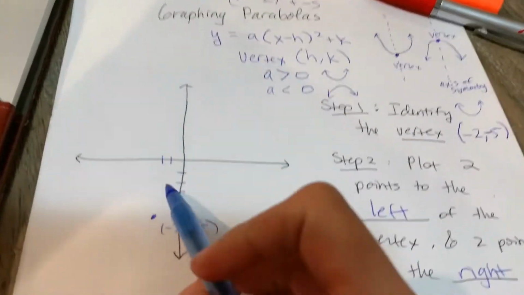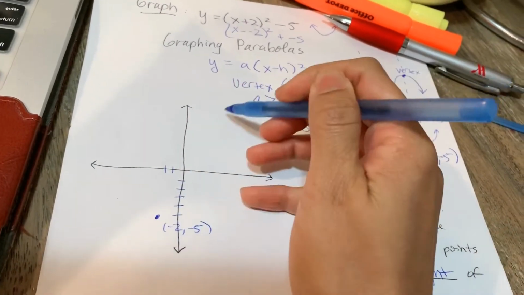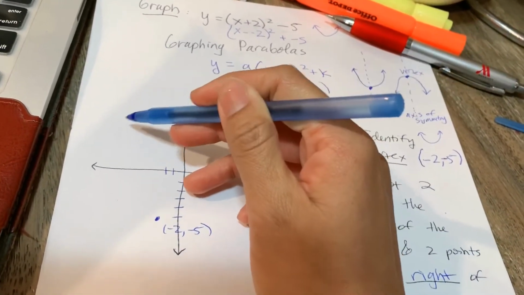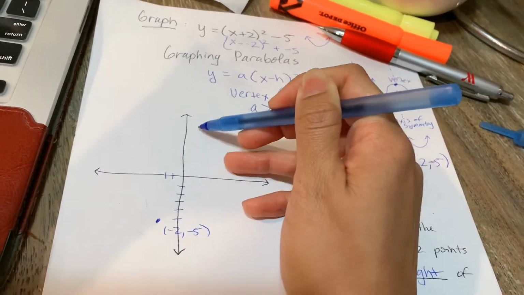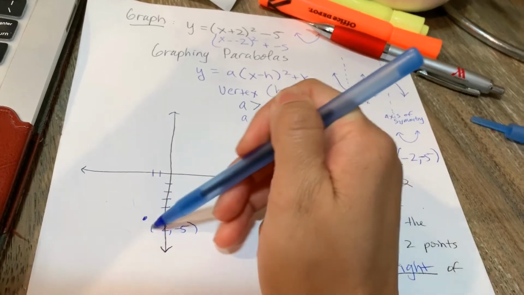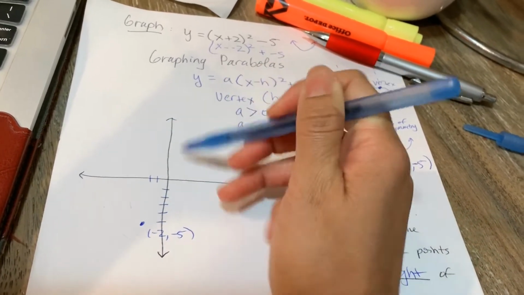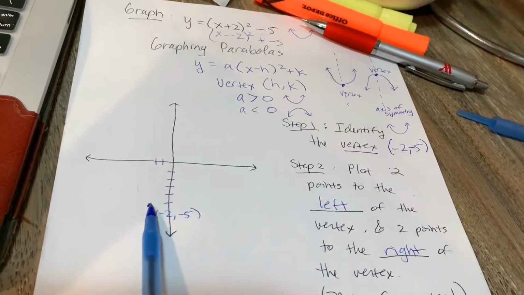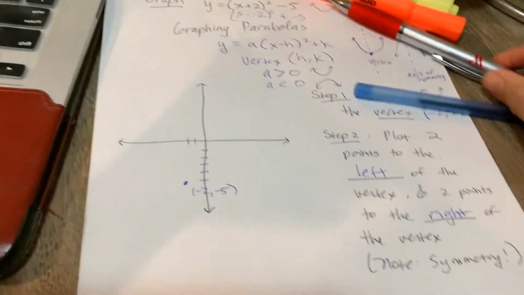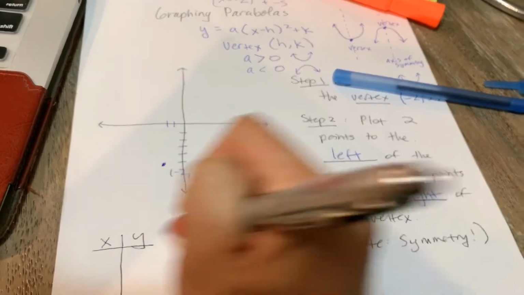So I already know that my parabola here has a vertex. I know it's going to look like a happy face, right? But the question is, is it going to be a wide happy face or a narrow, skinny happy face? You won't know how wide or narrow the parabola is until you plot points. So we're going to plot points to the left of the vertex and to the right of the vertex. When I do that, I'm going to create a table of data.